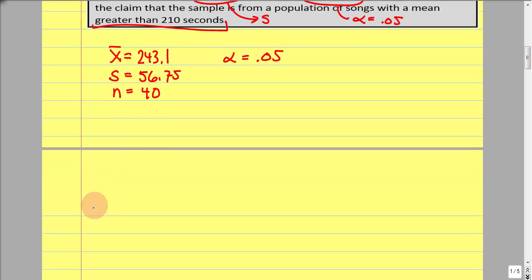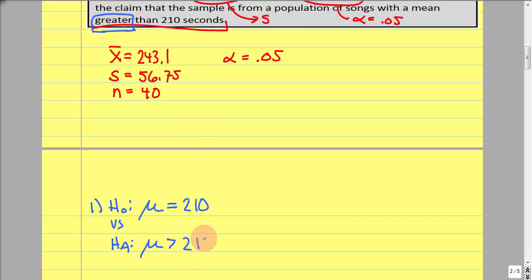So let's go ahead and just follow the steps. Step 1: state H0 and HA. Now we're using means here and not proportions, so I'm going to be using the Greek letter mu that represents population mean. And remember, H0 is always equality. And then my alternative here, it says greater than. So if I'm looking at greater than, I would use my greater than symbol, so greater than 210.